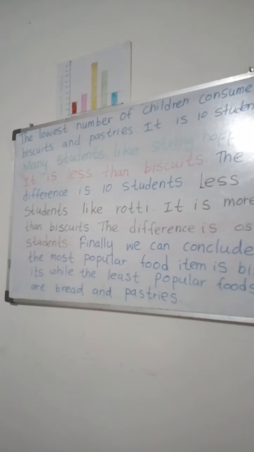As another sentence we can write down here, we can discuss here about an equal number. There are 2 bars and equal, bread and pastries. We can write a sentence, equal number of students like bread and pastries. The number is 10. Likewise, we can conclude.